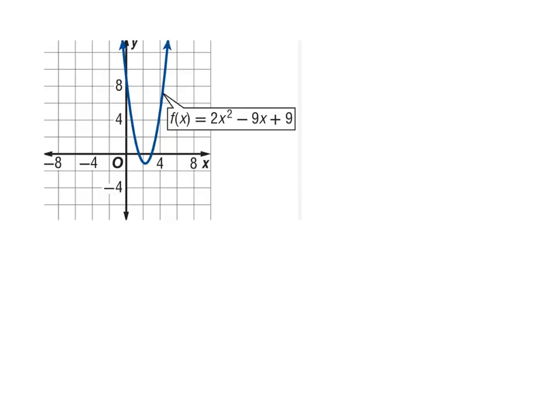So if we use our algebraic methods to determine the zeros, remember the zeros is where it crosses the x-axis. This is where the y-coordinate is 0. So if we set this function equal to 0 and solve for x, we should be able to find these zeros algebraically. This is a quadratic function. There are many methods to solving quadratic functions. One of the easier ones is to actually factor this out and determine what the zeros are.